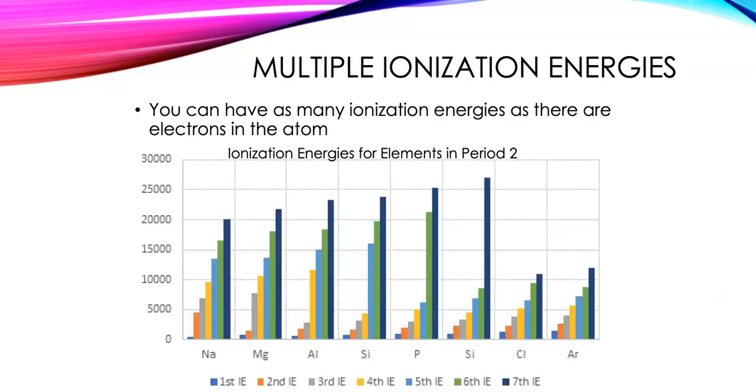Now, you can actually have as many ionization energies as there are electrons in the atom, and I want to give a shout out to my friend Mr. Millikan who shared this graph with me. We can have a first ionization energy, a second ionization energy, and so on, one for each electron. So for sodium, we could be talking about 11 ionization energies. So what I did is I just pulled out the graph of multiple ionization energies for sodium.